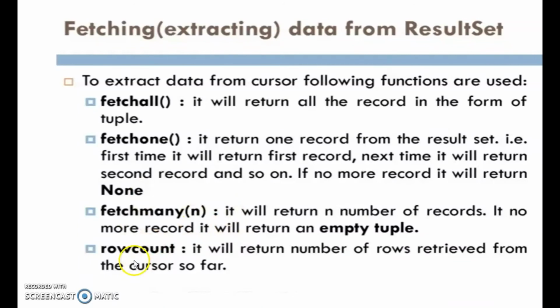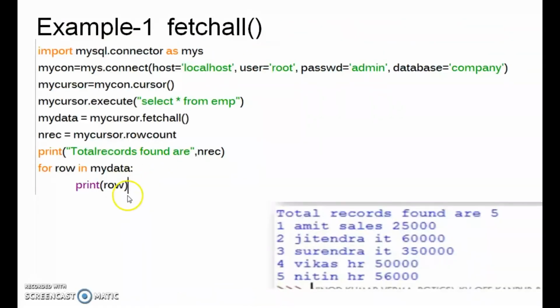Then one more function called rowcount. This function will return the number of rows retrieved from the cursor so far, the total number of records that have been retrieved from the cursor so far. So this is the example to show the fetchall concept. Here, import mysql.connector as mys. Here we set the mycon object.